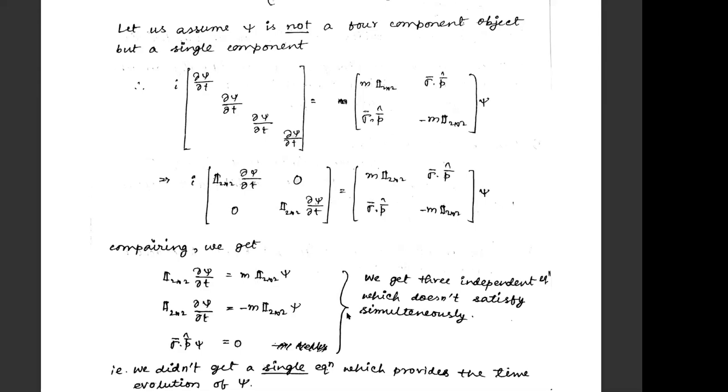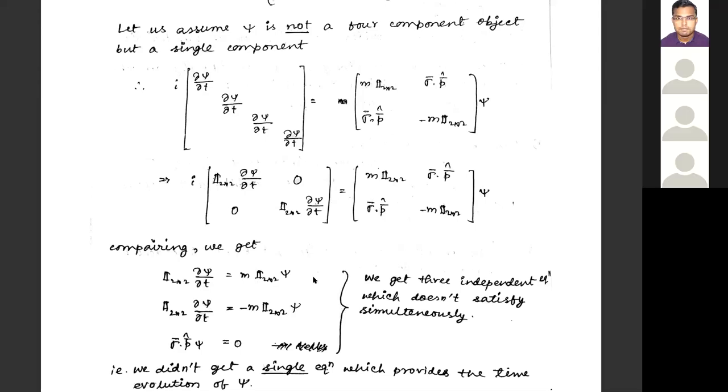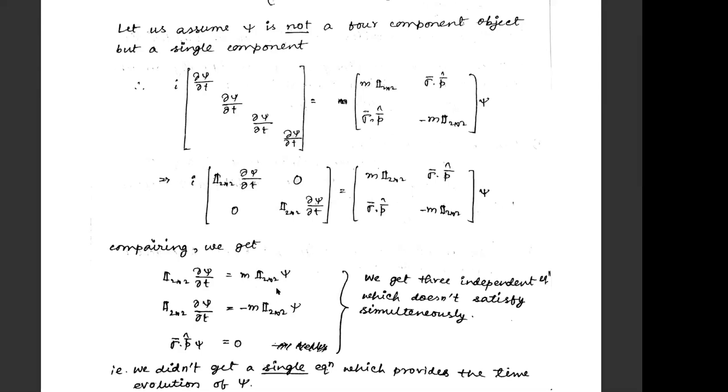So if you assume that psi is a single component object, then there is no dynamics of psi. There is no time evolution of psi. But this is what we wanted. Means in quantum mechanics also, something like classical mechanics, right, where we solve the dynamics, means we solve the time evolution of the system. But if you assume that psi is a single component thing, there is no time evolution of psi. Okay, and it's a very trivial set of equations.